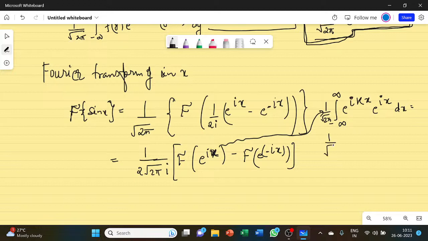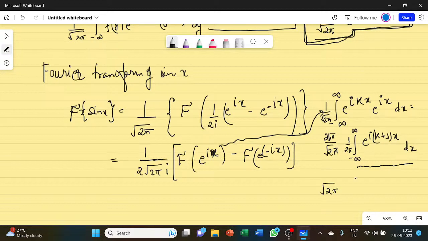This will be equal to 1 upon root over 2 pi, integral from minus infinity to plus infinity, and this will be equal to e to the power iota (k plus 1) x dx. Now if you remember the representation of the Dirac delta function, if I multiply by 2 pi here and have 1 upon 2 pi here, this will be root over 2 pi.